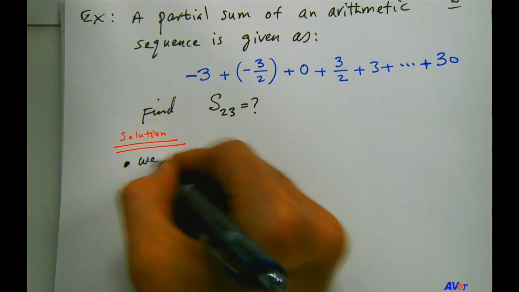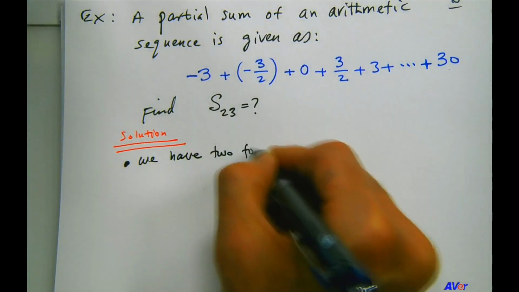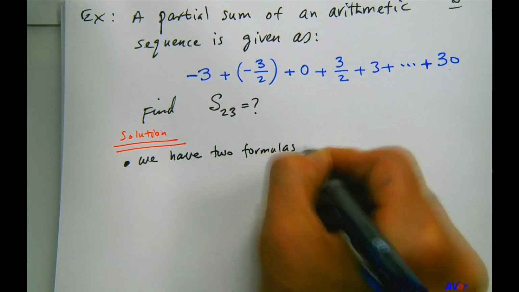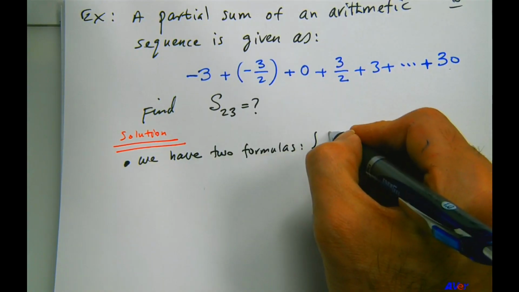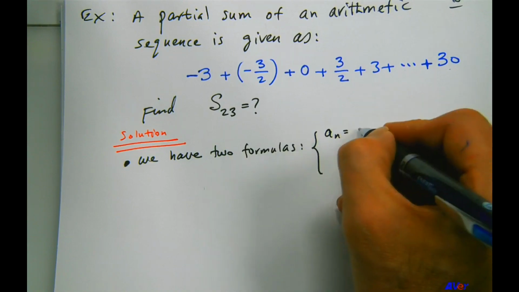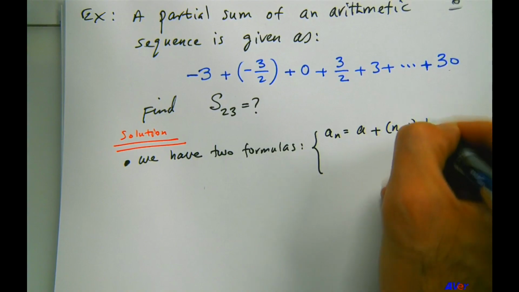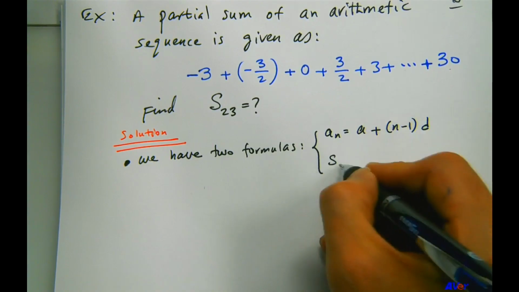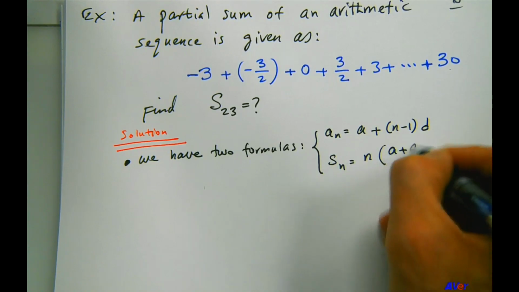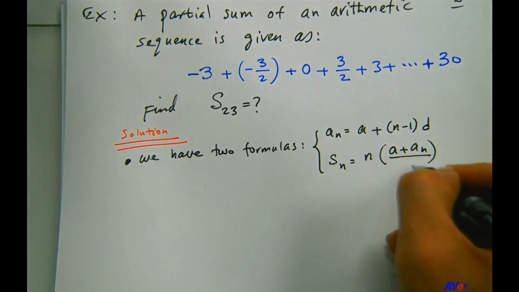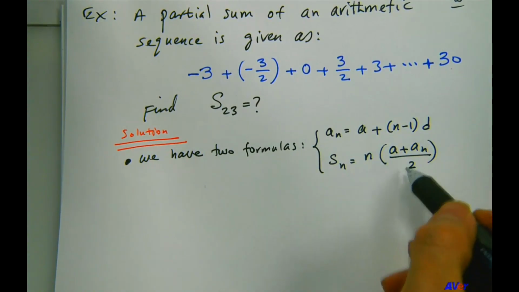Note that we have two formulas to work with, right? One of them is a sub n is equal to a plus n minus 1 times d. The other one is the partial sum formula, which is n times a plus a n over 2.